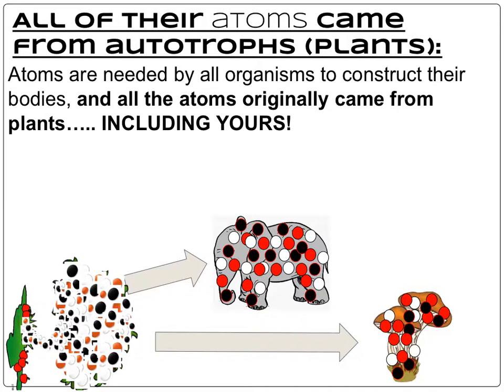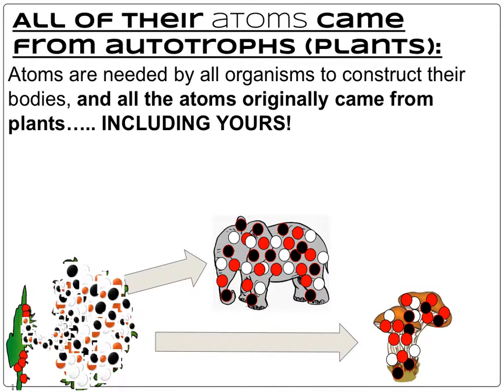So here's a bit of a better visualization. You can see here that the atoms, there's the carbon, there's the oxygen, there's the hydrogen in this elephant's trunk. These atoms that are inside these heterotrophs, they originated from a plant.